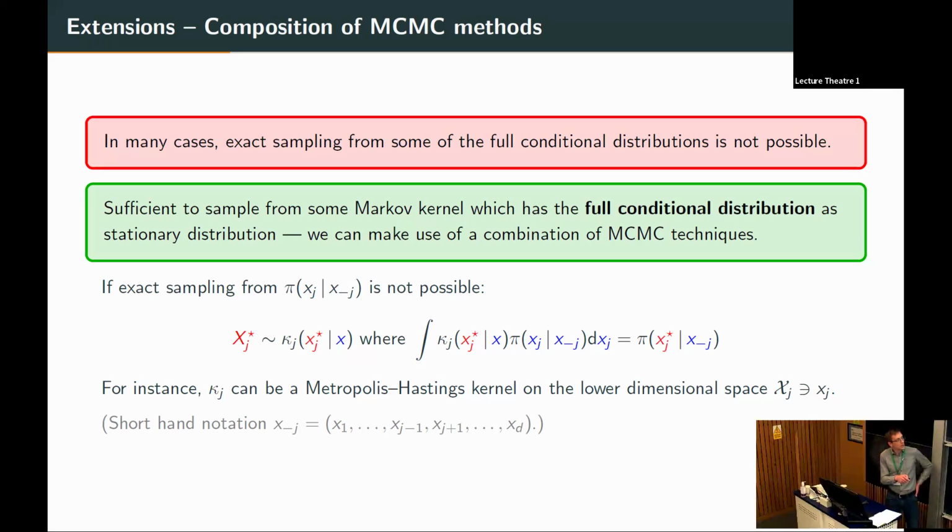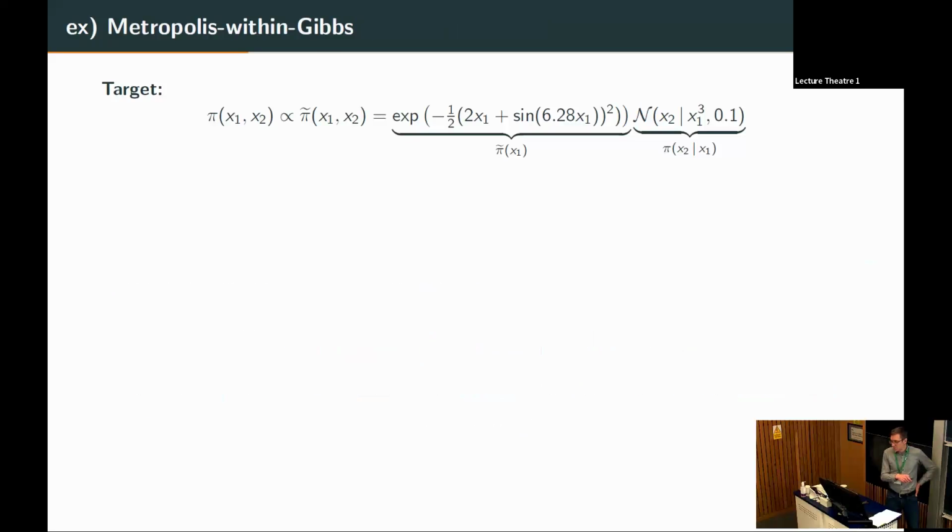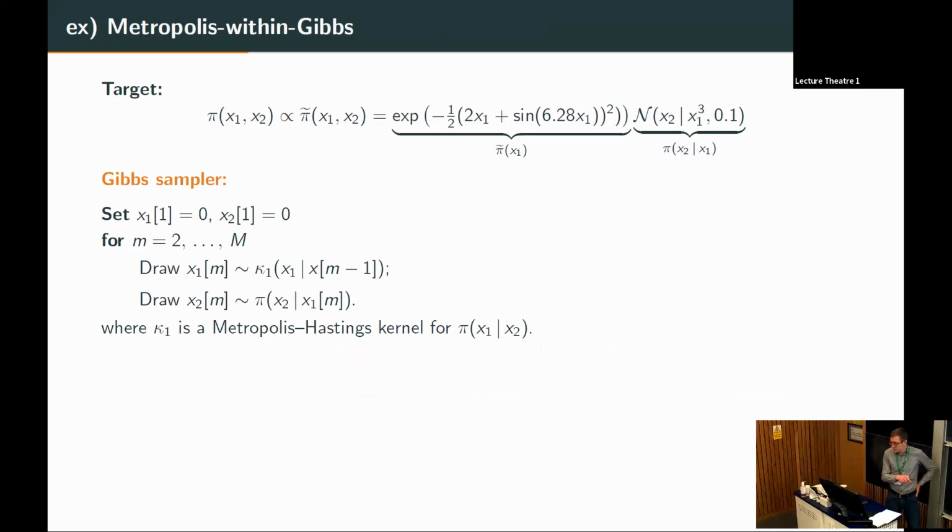It possibly depends on all other variables and the previous value of xj, because this is not constructed as an MCMC kernel, but it should be such that it leaves this exact conditional invariant. And this is an example of what this might look like.